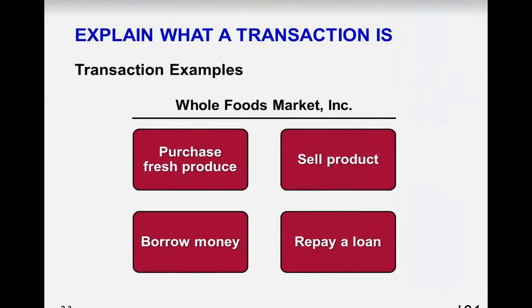So here are a few examples for Whole Foods Market, which is introduced in Chapter 2 as an example company. It shows that we would purchase some fresh produce and then sell that produce. We might have to borrow money and then repay that loan once we had brought in enough money to pay that loan back.